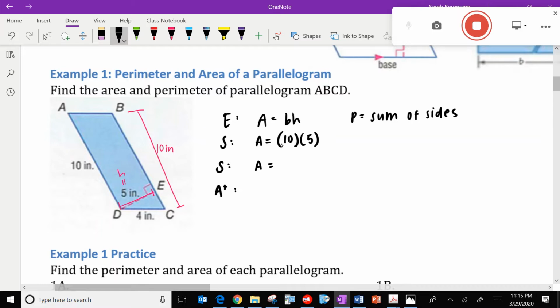To solve, I just multiply 10 times 5, that's 50. So my answer plus units, area equals 50 inches squared.